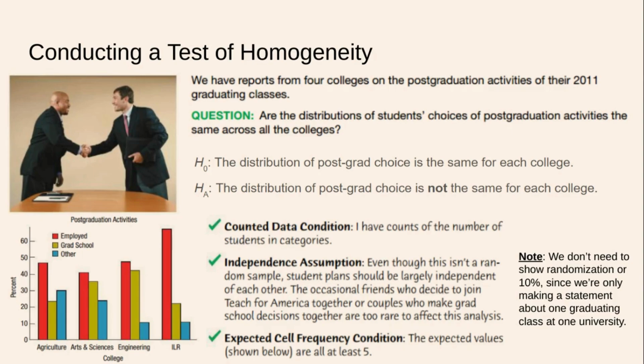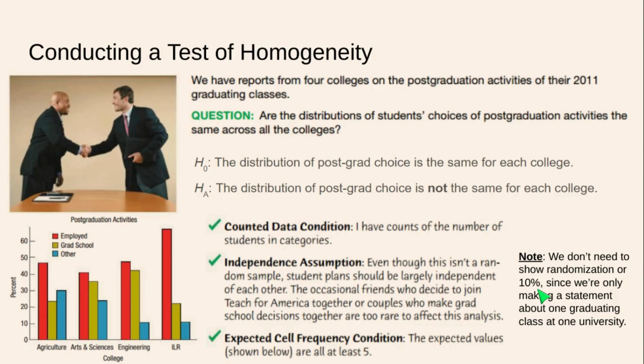Okay, so what about this independence thing? Even though this is not a random sample, so randomization is a clear no, student plans should be largely independent of each other. Okay, there you go. It's an assumption. The occasional friends who join TFA together or college couples who make grad school decisions together are too rare to affect this analysis. So very much an assumption. Also, we don't need to show randomization or the 10% condition for this particular case.